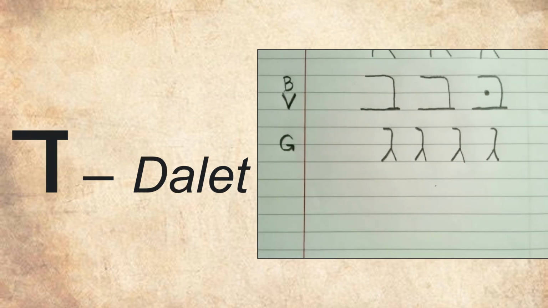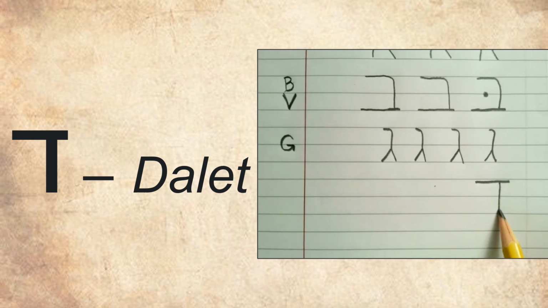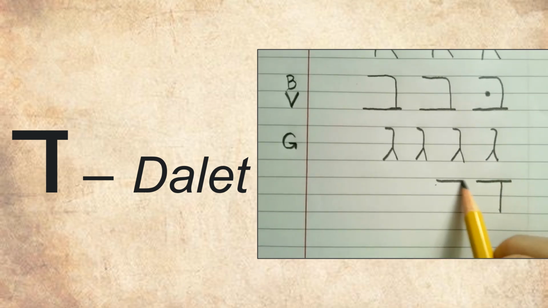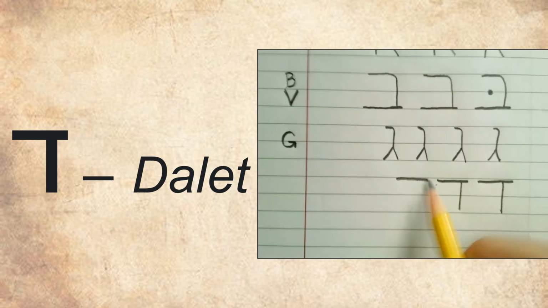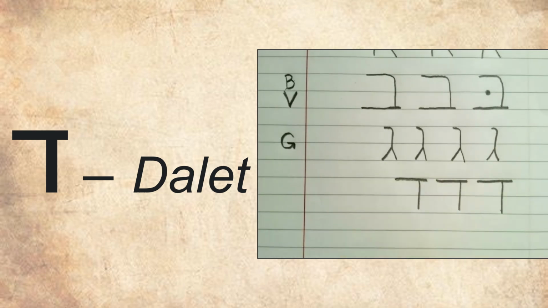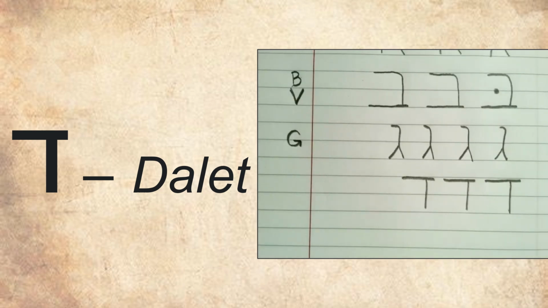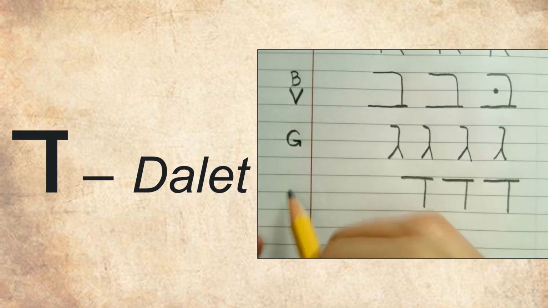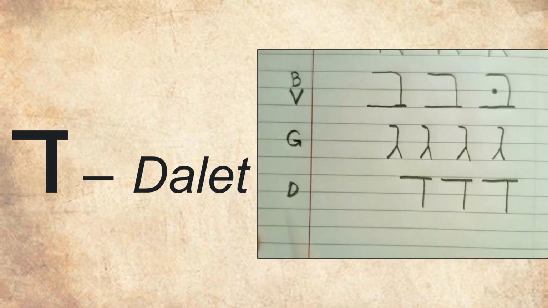The next letter is a Dalet. Very important that you go past the line as well for Dalet, but this time on top. So the Dalet makes a dental d sound, as in the word dad. And you can use the English letter D to transliterate the Dalet.